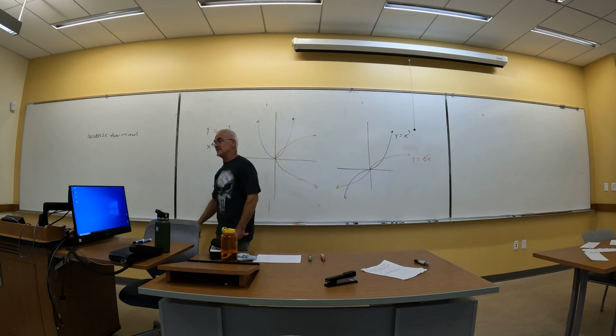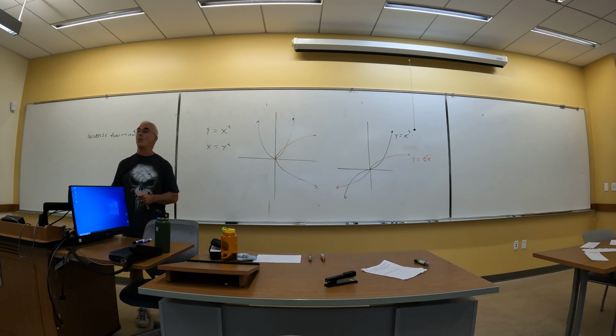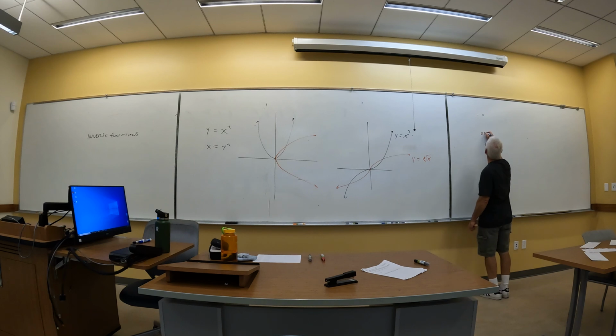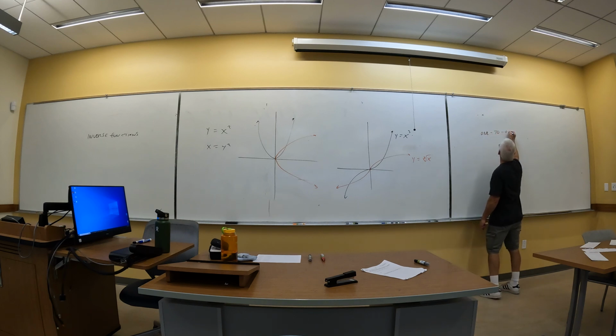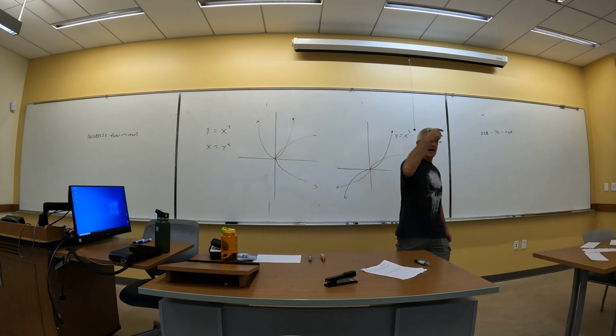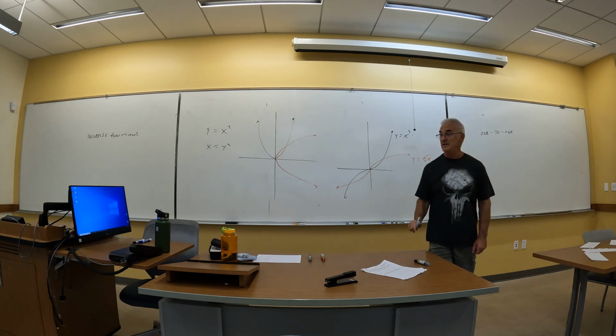A horizontal line test isn't a test to see whether something's a function, it's something else. It's a test to see whether something's what's called one-to-one, and that's the key. Some of you may remember that term. One-to-one. Okay, first of all, we're starting with a function. That means each input has a unique output. One-to-one means each output comes from a unique input.